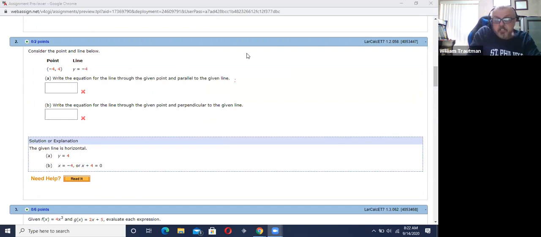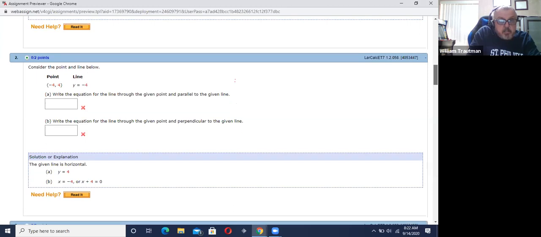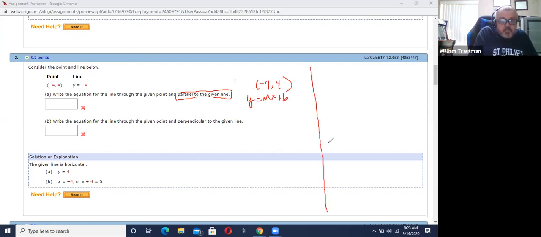All right, next question. Consider the points below. Write the equation for a line that's given through these points and parallel to the given line. So there's 2 parts of this. I'm just going to do the first part. I'll leave it up to you to do the second part. So in other words, there's a point, -4, 4. And we have to write the equation, y equals mx plus b. We have to write the equation for that.